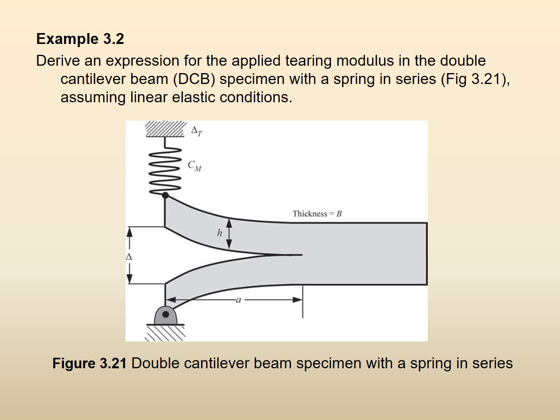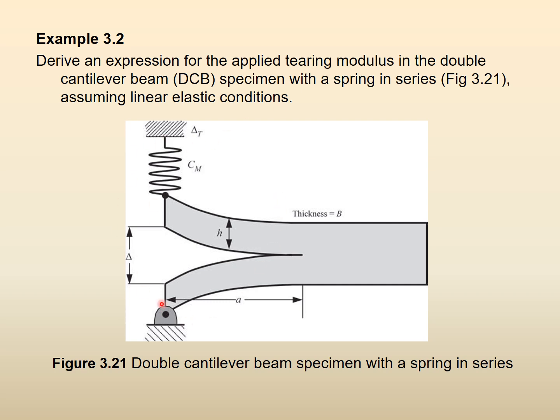So with that background, let us try to do an example. And again, it is the standard DCB specimen. Derive an expression for the applied tearing modulus in the double cantilever beam specimen with a spring in series, assuming linear elastic conditions. So now this is very good. The conditions are linear elastic, not elastic plastic, but we want to find the applied tearing modulus.